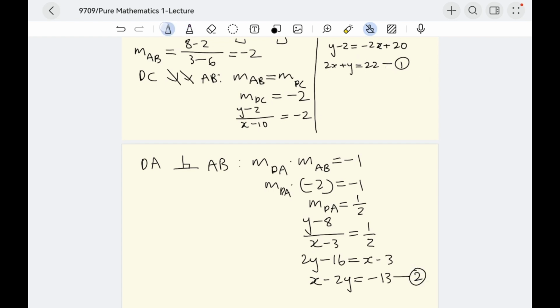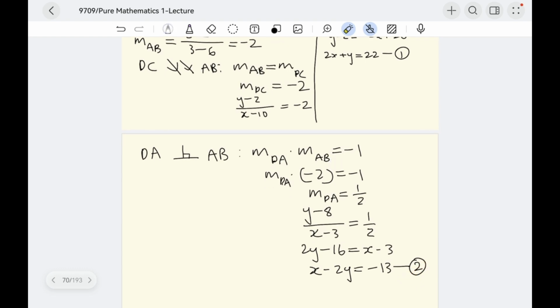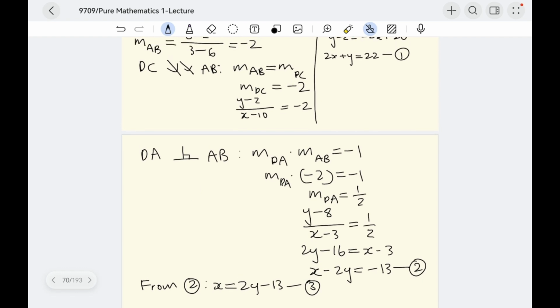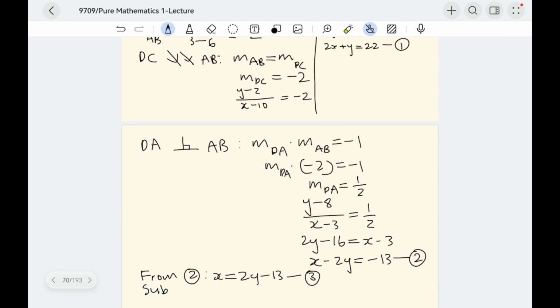Okay, now I have the first equation and the second equation. Now it's time for me to solve it. So maybe this time I will use the substitution method. From equation 2, x equals 2y minus 13 as my equation 3. Alright, substitute equation 3 into equation 1. So what I do is get rid of one of the variables before finding the other variable.